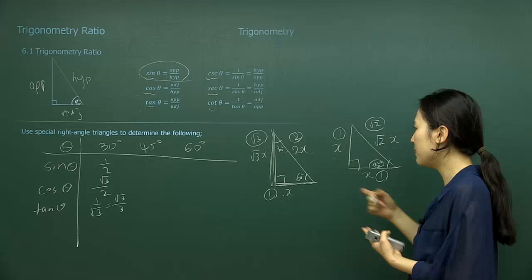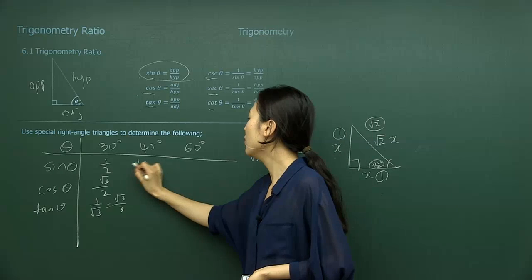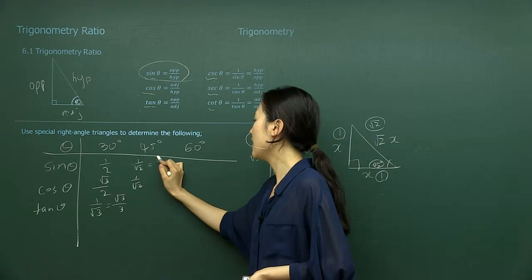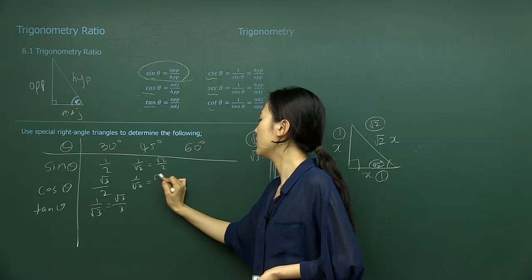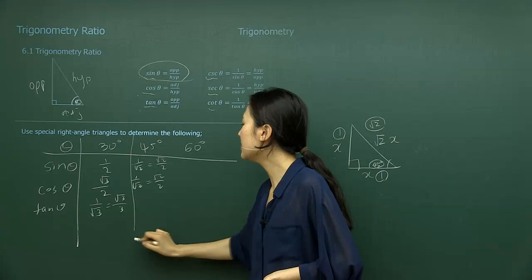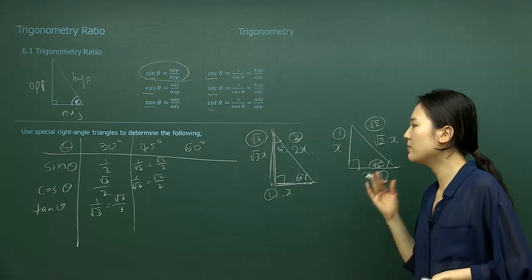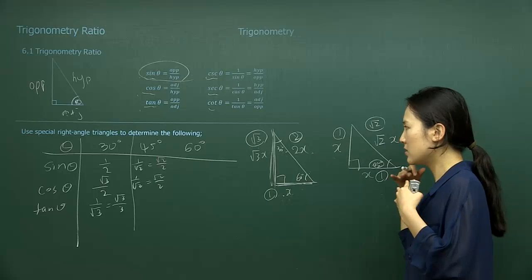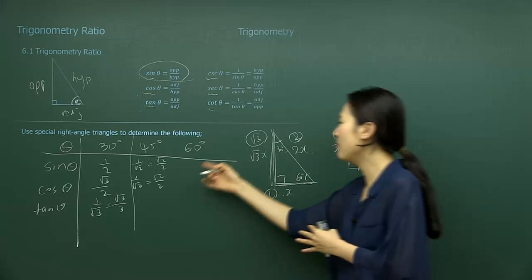For 45, it's 1 over root 2 for both cosine and sine, because the adjacent and the opposite are both 1. So 1 over root 2, or 1 over square root of 2, or again, root 2 over 2. Okay? So technically, you're expected to memorize all this, but if you don't have such a good memory, just understand how we have come up with the values.